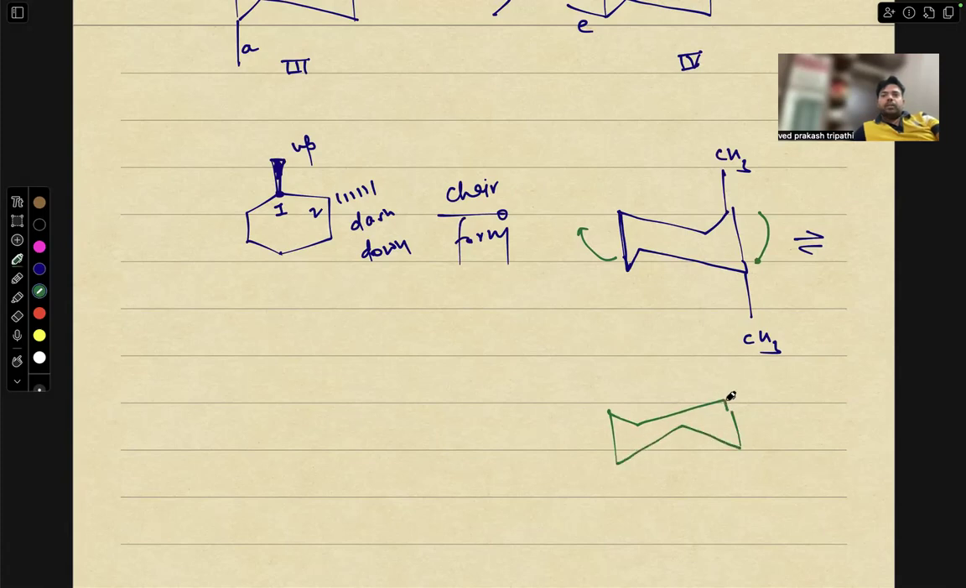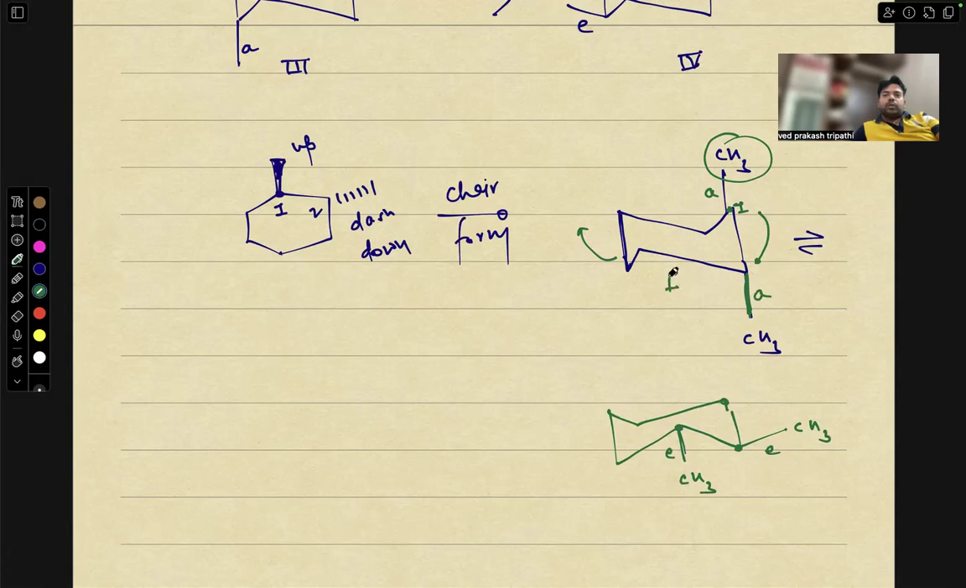In this way. So now look at the positions. Here this is my 1. So this one would be here and this is my axial. So it becomes equatorial. And this one is again axial. Number 2 bond, this is number 2. So both are axial, so both would be equatorial here. You can say equatorial, equatorial.